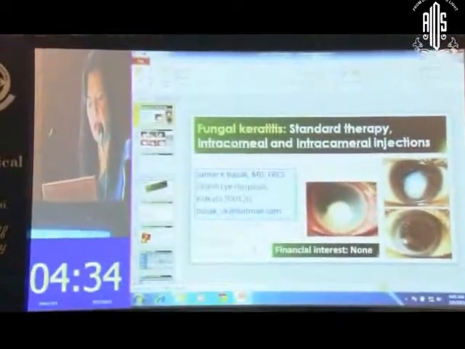I'll now be speaking on acanthamoeba keratitis. Although it is not very common in our country, it is responsible for less than 1% of all infectious keratitis.